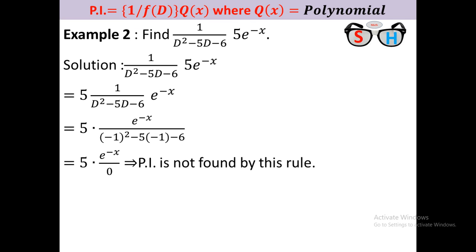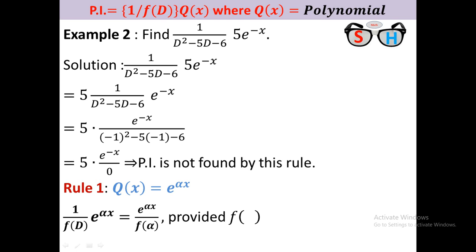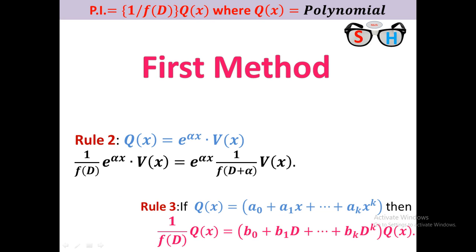Now you remember this problem. This was example 2 under rule 1. Here you see that the particular integral is not found by this rule because the denominator is 0, but in rule 2 you see that the denominator must be non-zero. So we are unable to find the particular integral by using rule 1 because here f of alpha equals 0. Now we solve example 2 in two methods.